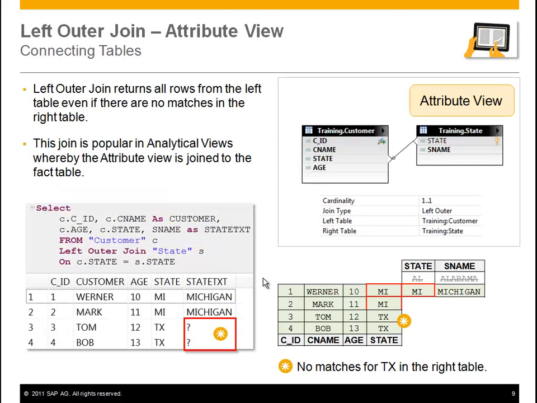This is an example of a left outer join. So I've got an attribute view, and I've connected the state of the customer to state of the state table with a left outer join. So we are going to see everything from the left table this time. So as you can see, you will get some blanks over here, and the reason why you're getting these blanks is because there's no matches in the right table for Texas, because as I mentioned right in the beginning, we do not have a Texas entry in the state table.